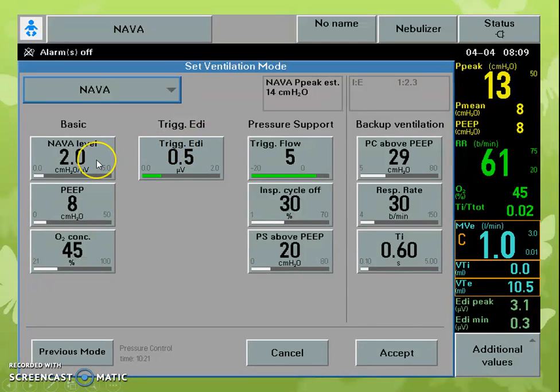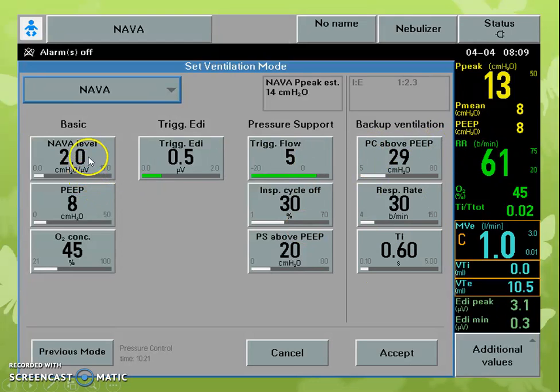Now we're talking about the difference between NAVA and NIV-NAVA. This is invasive NAVA, so we're going to put the NAVA level we set where we had earlier, patient PEEP, oxygen, and then we set up the patient pressure support and the pressure control backup.